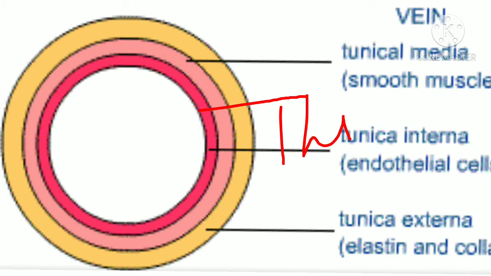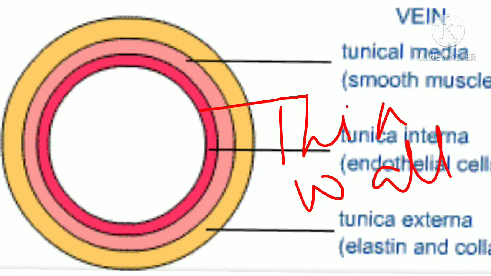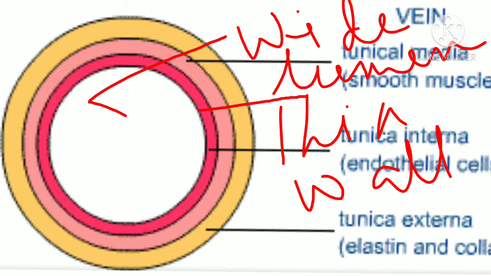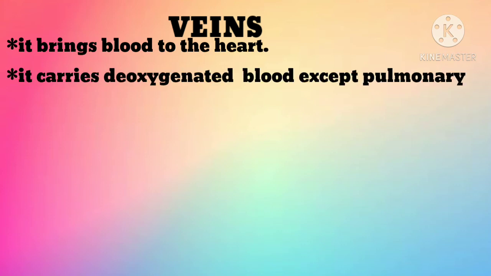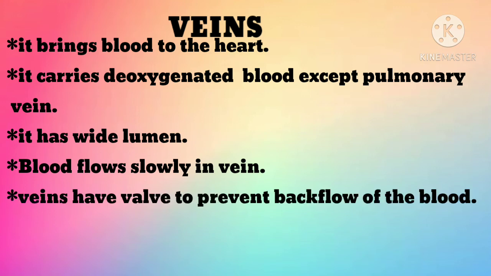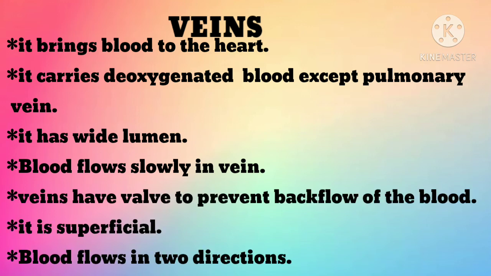Now we have to see what a vein is. You can see in this picture, in the case of arteries, we have seen a thick wall, but in the case of veins, the walls are thin and they have a wide lumen. Again, what is lumen? Lumen is a space. In the case of arteries, we have seen that arteries carry blood away from the heart. But veins bring blood to the heart.